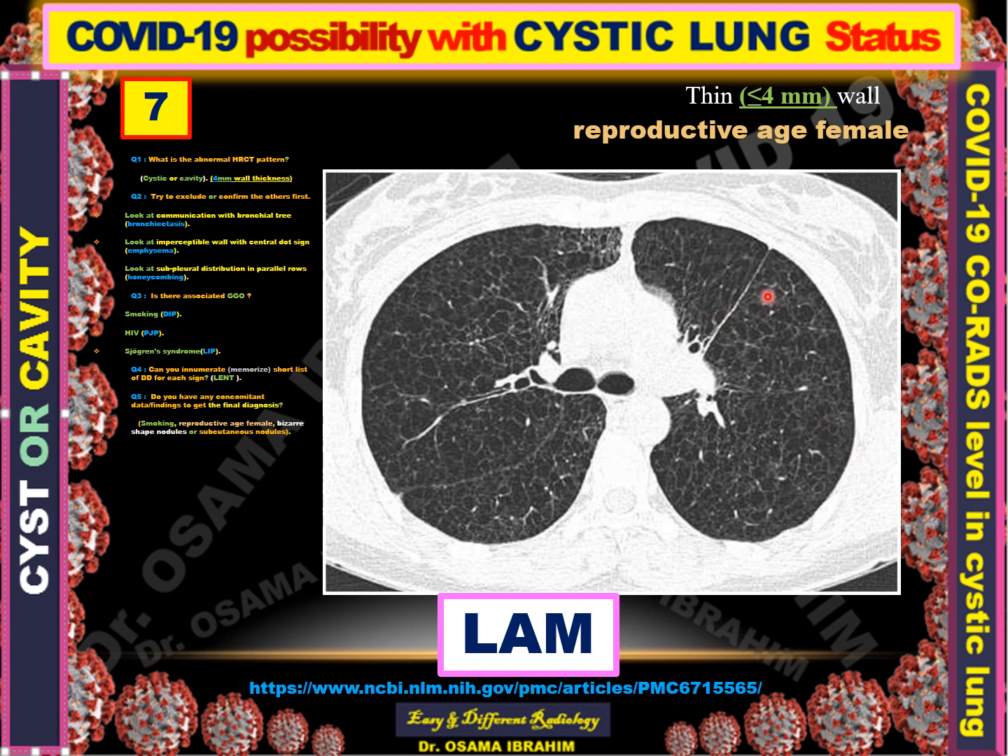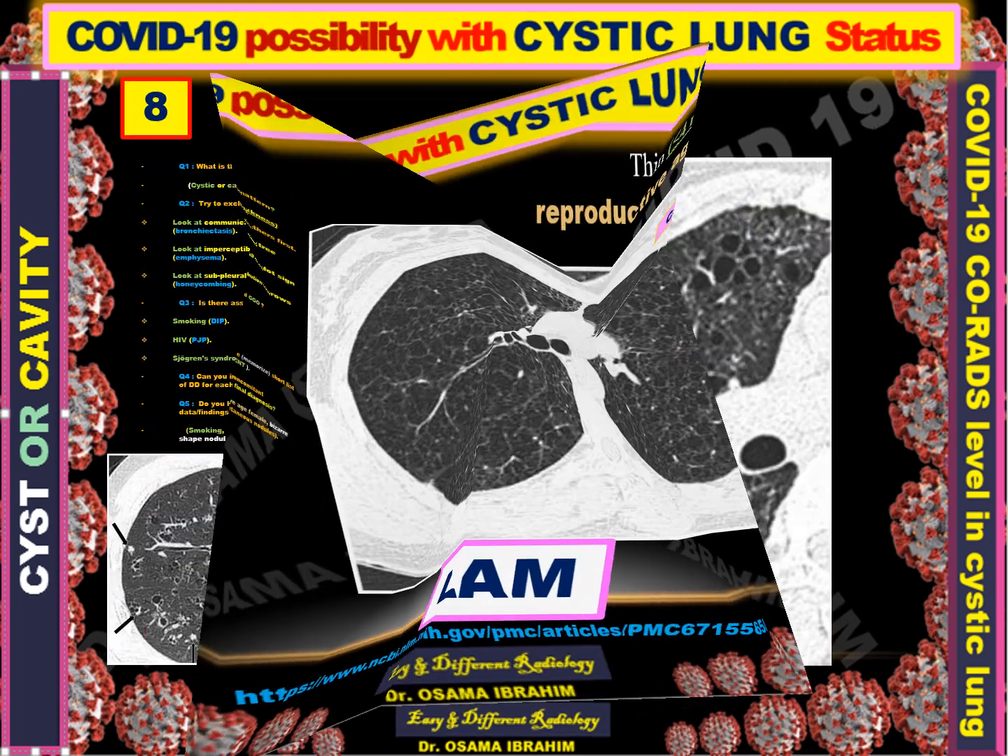And due to no presence of ground glass opacity, I need to make CO-RADS 1 or 2. However, there are also no nodules or cavitation, so it is CO-RADS 1, meaning highly unlikely COVID-19, because it is a non-infectious disease.